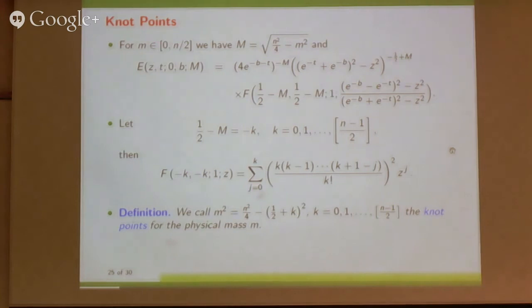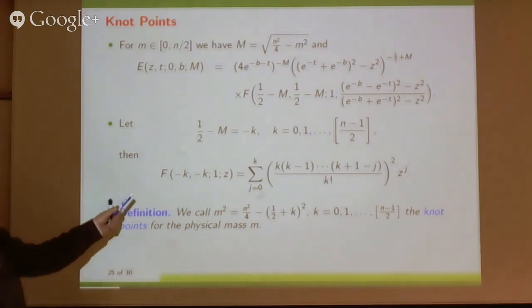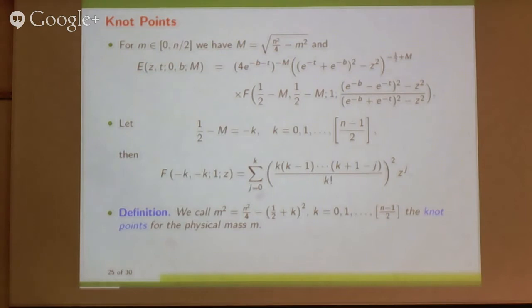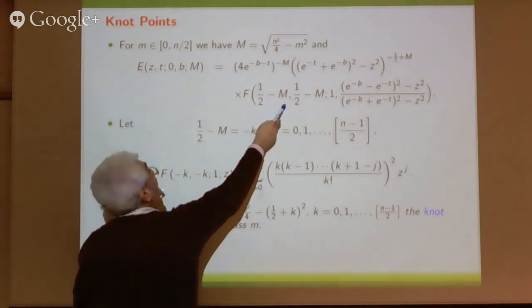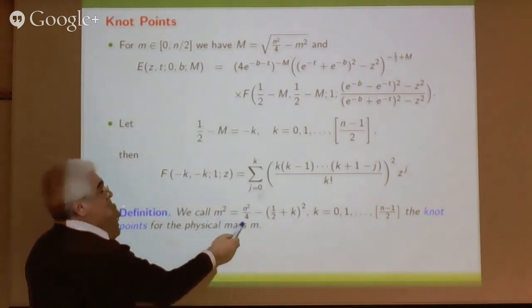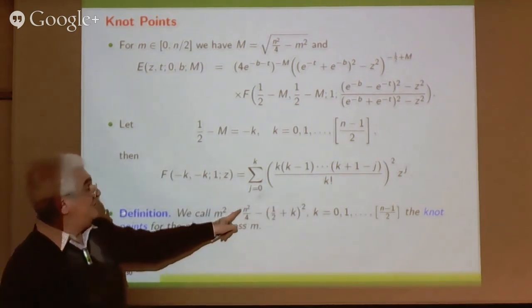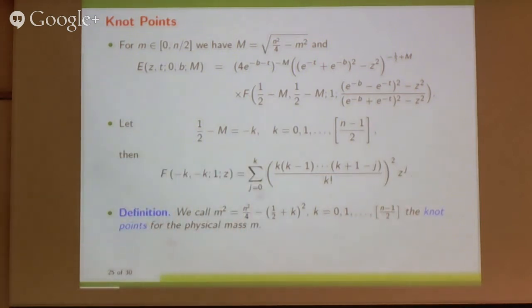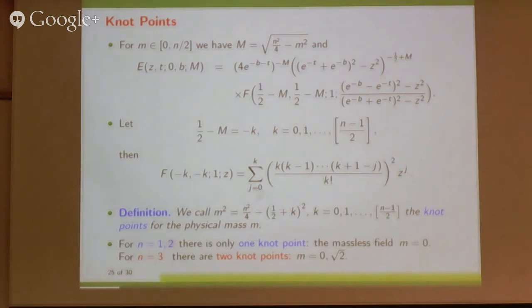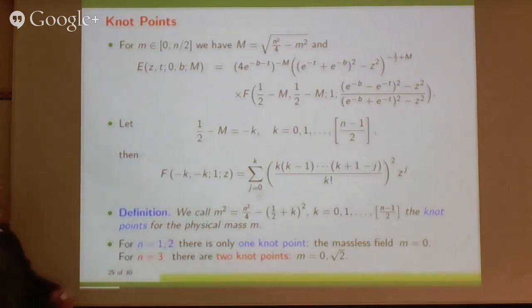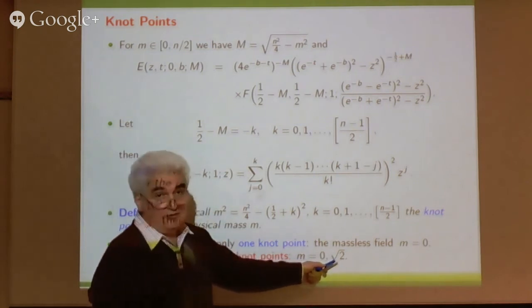What does it show for physics? Let us, first of all, call these points for m. When we have here negative integer numbers, let us call them node points. So we have an equation. This m is just the so-called curved mass, and for physical mass the equation is this one. So again, we have here physical mass, dimension, and here some k, which can be any integer number. And now let us check how many node points there are for different dimensions. For dimension 1 and 2, we have only one node point. For dimension 3, we have two node points, 0 and square root of 2.